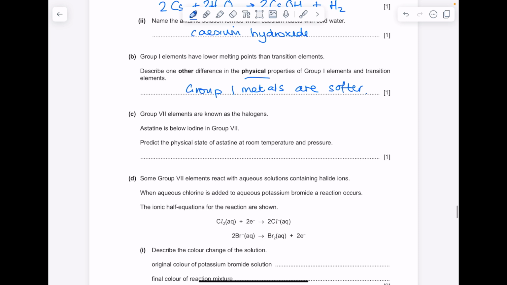Group 7 elements are known as the halogens. Astatine is below iodine. Predict the physical state of astatine at room temperature. So as you descend group 7, the melting point increases. So if iodine is a solid, it means that astatine is a solid.